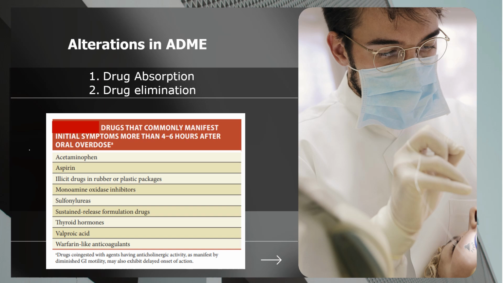Okay, when we talk about the alterations in ADME, it will focus on the drug absorption and also the drug elimination. For drug absorption, aspirin poisoning is a leading cause of overdose morbidity and mortality as reported to US poison control centers. And in therapeutic dosing, aspirin reaches a peak plasma concentration in about 1 hour.